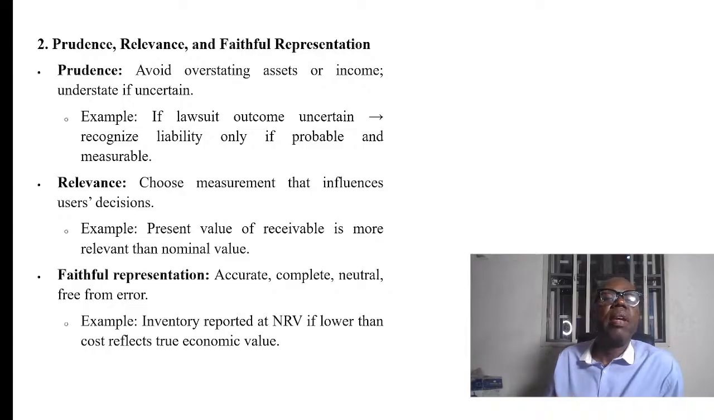Now, prudence, relevance, and faithful representation. Prudence: avoid overstating assets or income. Understate if uncertain. Example, if lawsuit outcome uncertain, recognize liability only if probable and measurable. So if the outcome of that lawsuit is not measurable, and it's not certain that it will happen, then you cannot recognize it because it will be uncertain.